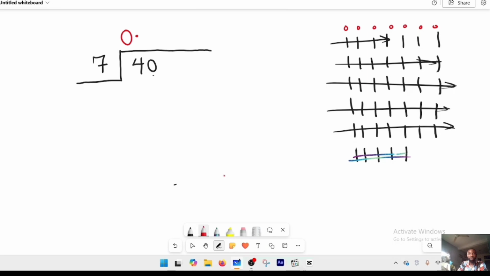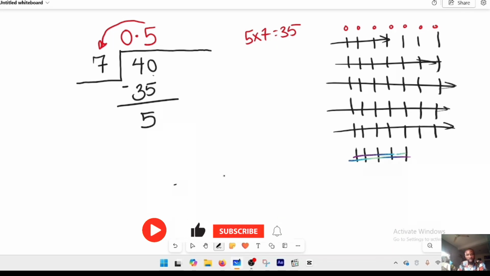We fix our 5 here, right? And then use this 5 to multiply 7, right? So that's 5 times 7, which gives us 35. That 35 comes here. We have it here, right? Subtract. We have 5. And then what will happen?